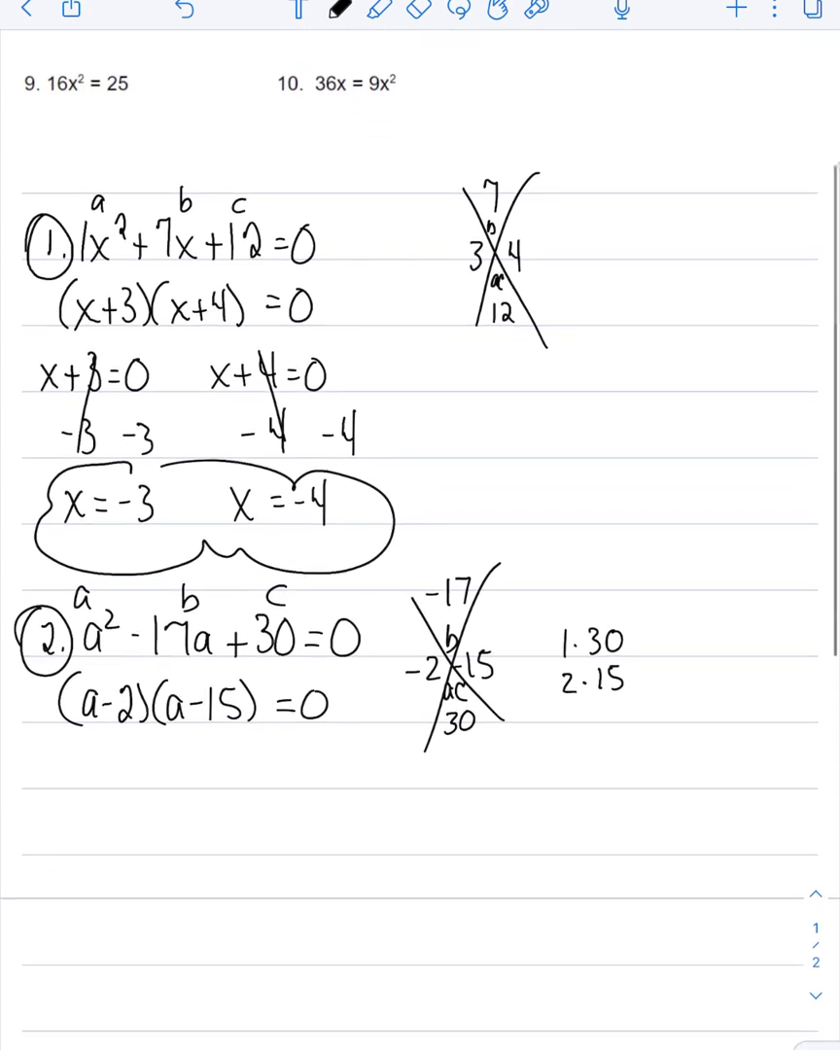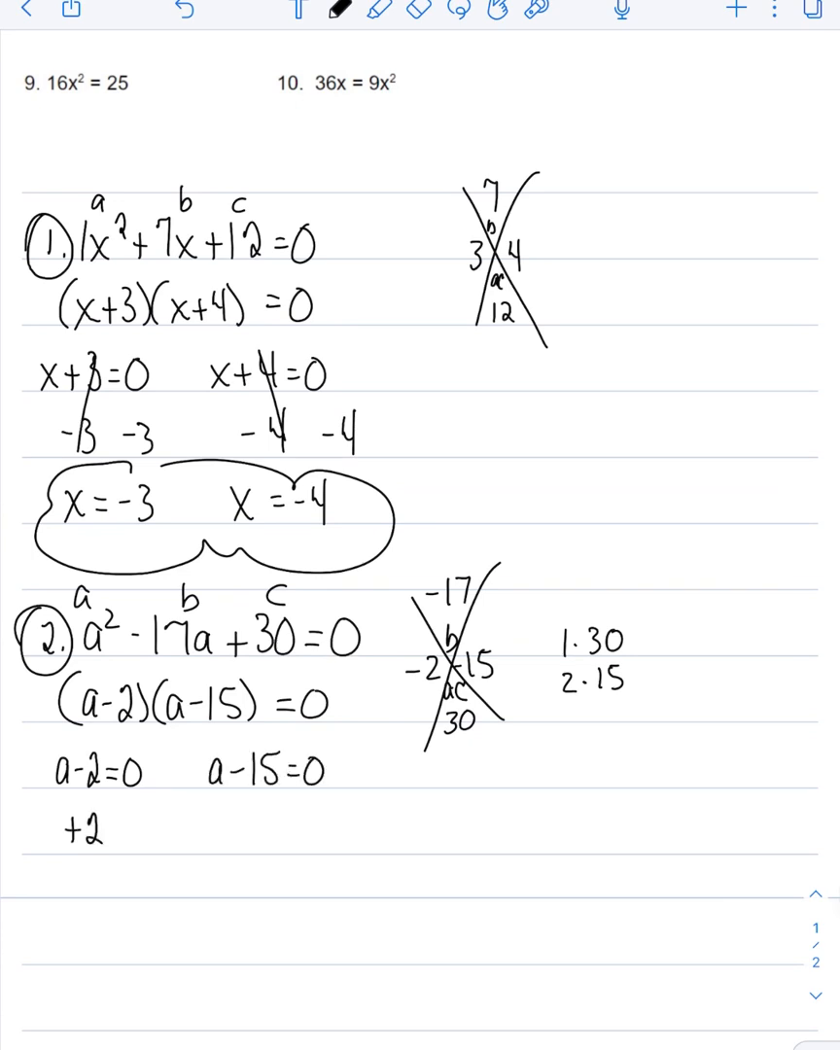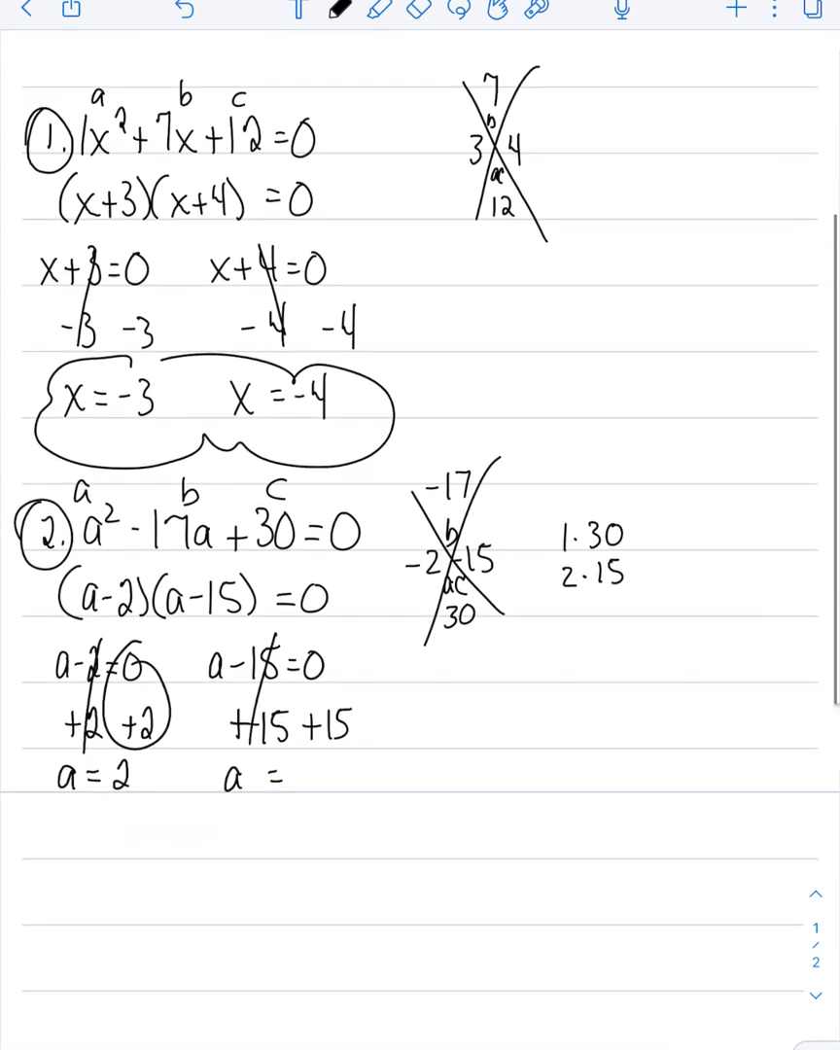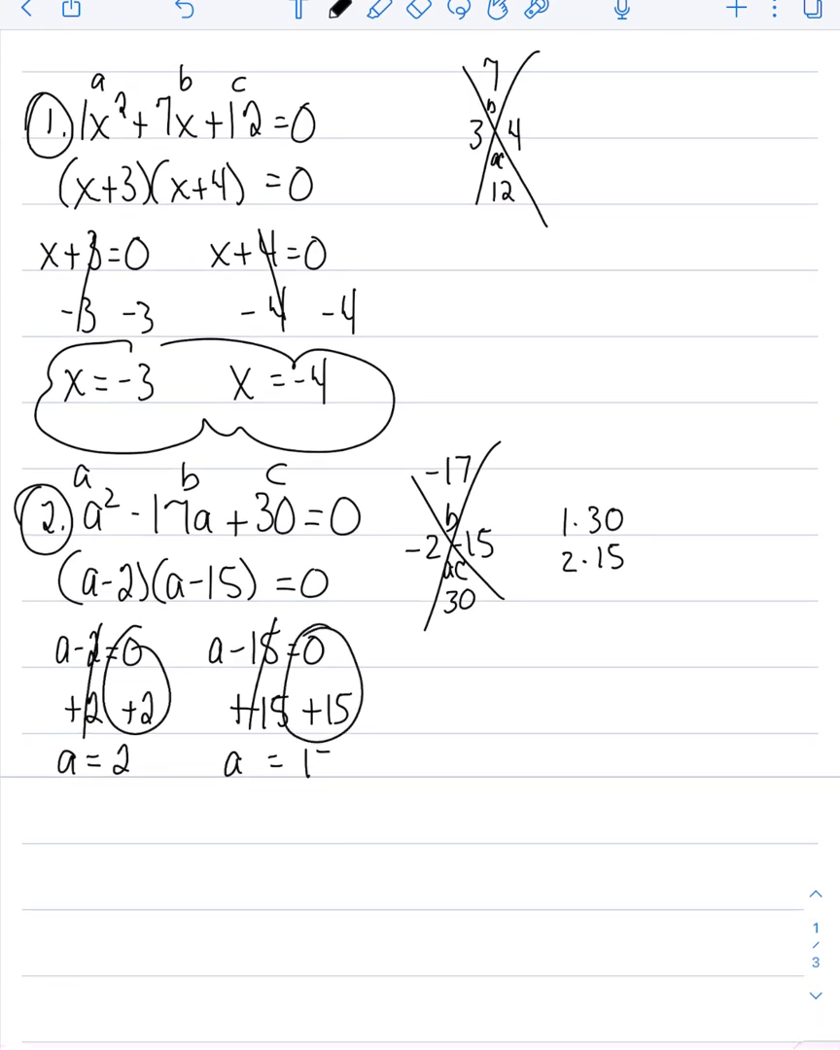And now to find our solutions, we set each factor up equal to 0. So a minus 2 equals 0, a minus 15 equals 0. So I want to add 2 to both sides here. So a equals 0 plus 2 is 2. And then here I want to add 15 to both sides of the equation. So a equals 0 plus 15 is 15. So the two zeros, or solutions, for this quadratic are 2 and 15.